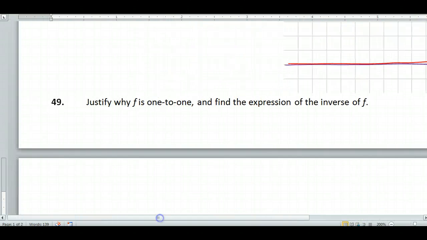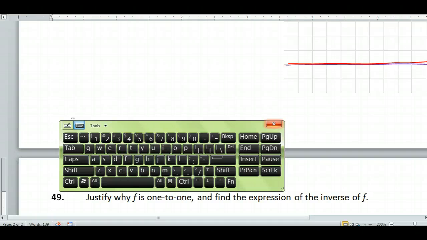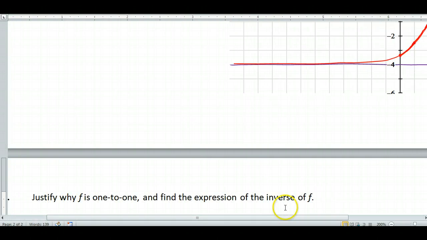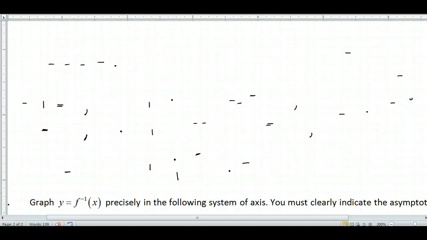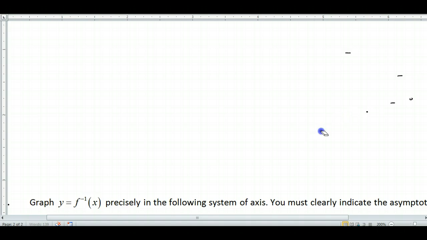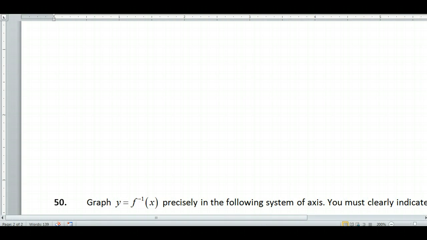That's probably not here. It probably should go below, right here. Justify why f is 1 to 1 and oh, look at that. A field of stylus dropout. Here we go. All right.